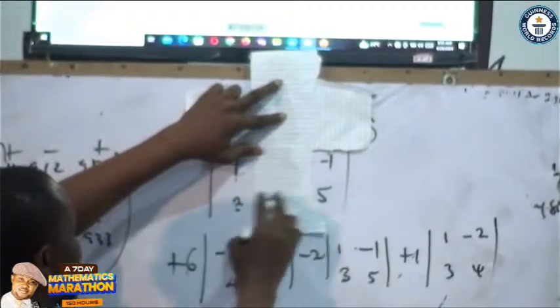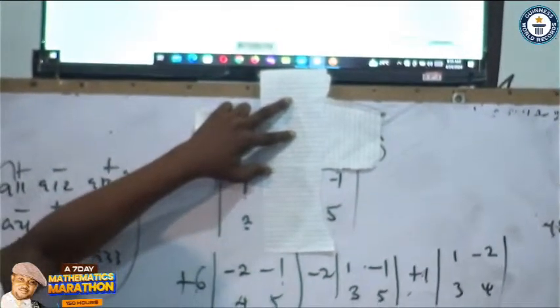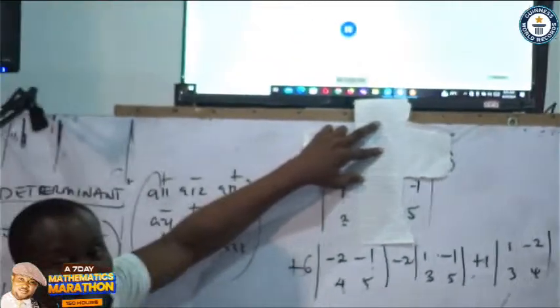1 minus 1, 3, 5. Have you seen that? Are you following me?